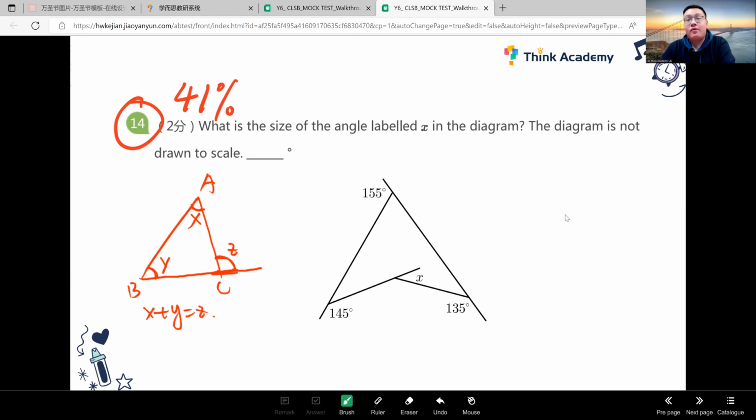Does anyone know why? Why is that correct? How do we prove this? So that means the exterior angle equals the sum of the two interior angles which are not next to it. Does anyone know why that is correct?